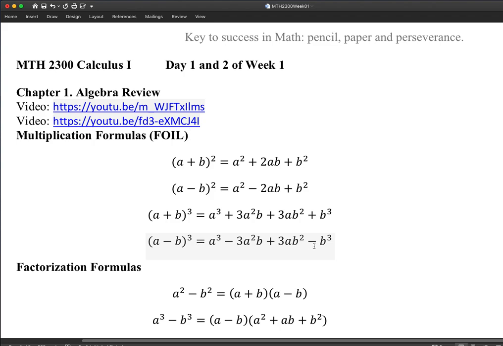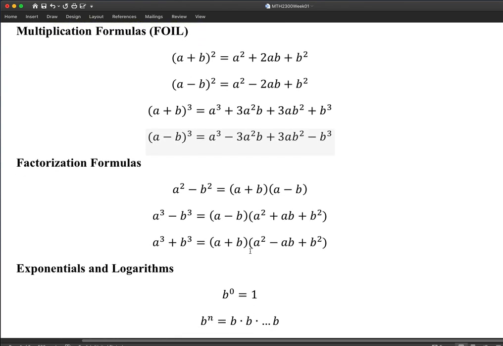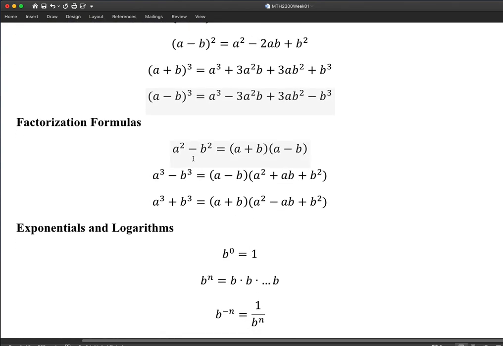We really do need to use these formulas a lot, and you need to know them very well, these multiplication or expansion formulas. We also have some common factorization formulas. I call this the difference of two squares, which can be factored as the product of the sum and the difference. Sometimes we call this the product of a conjugate pair, which turns out to be the difference of squares.